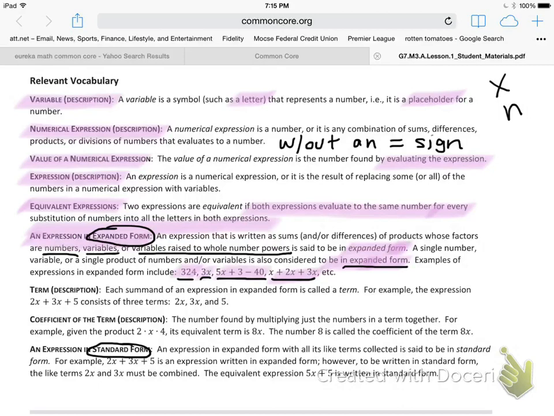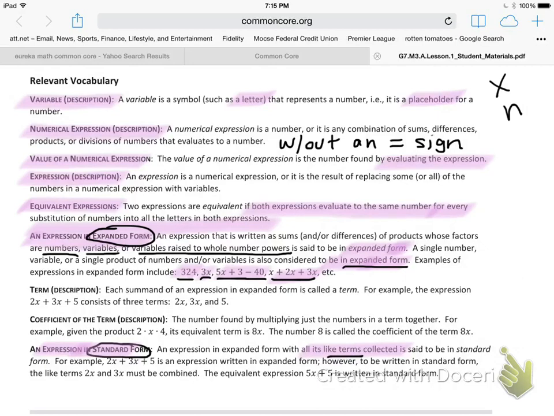But now, I'm going to go down to standard form so we can make that comparison. An expression in standard form is defined as such: an expression in expanded form with all its terms collected is said to be in standard form. This idea of terms, we can go back to the definition up here.